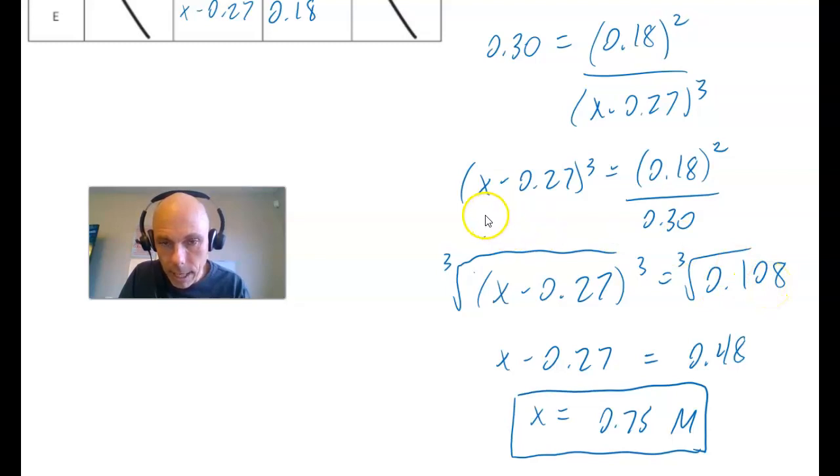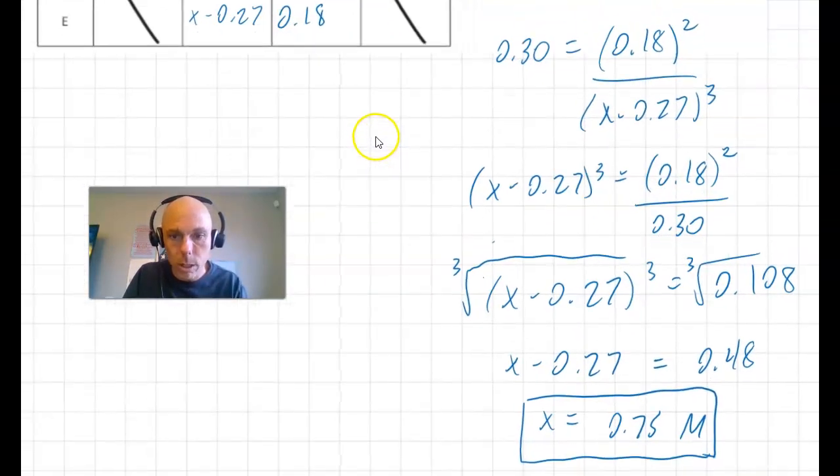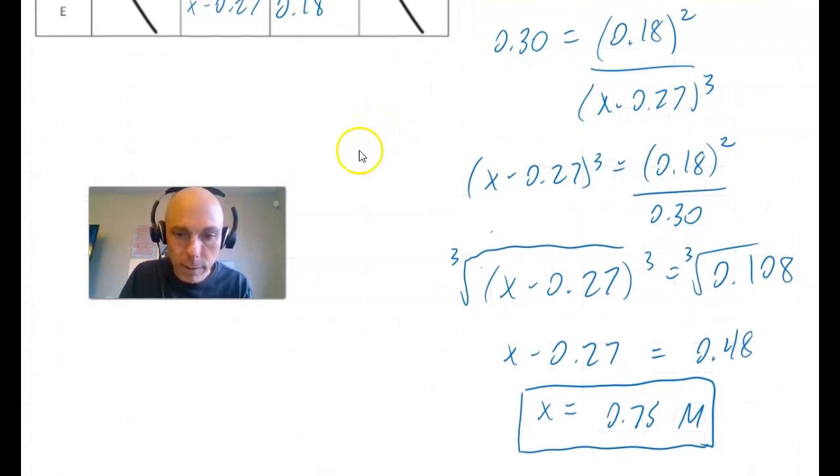But the left-hand side was cubed, so I cube rooted both sides to get X minus 0.27 on the left, and the cube root of 0.108 is 0.48. To finish this off, I've added 0.27 to both sides and found the initial concentration of O2 to be 0.75 molar.